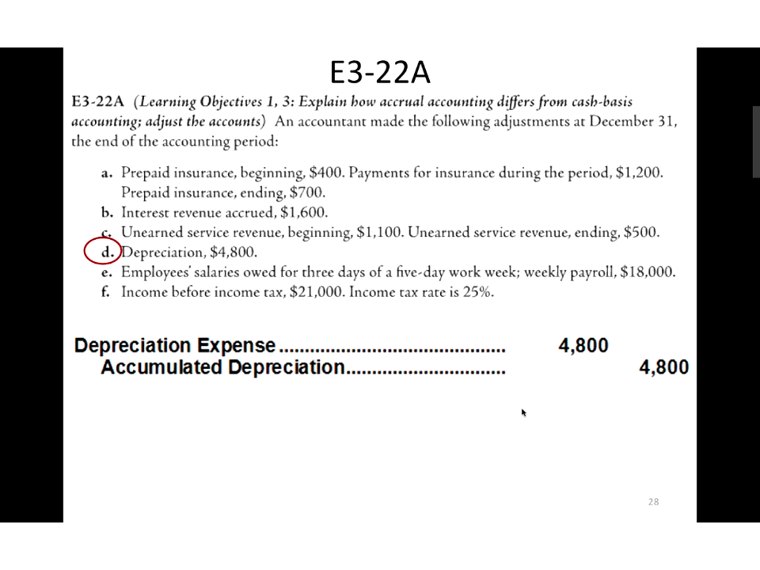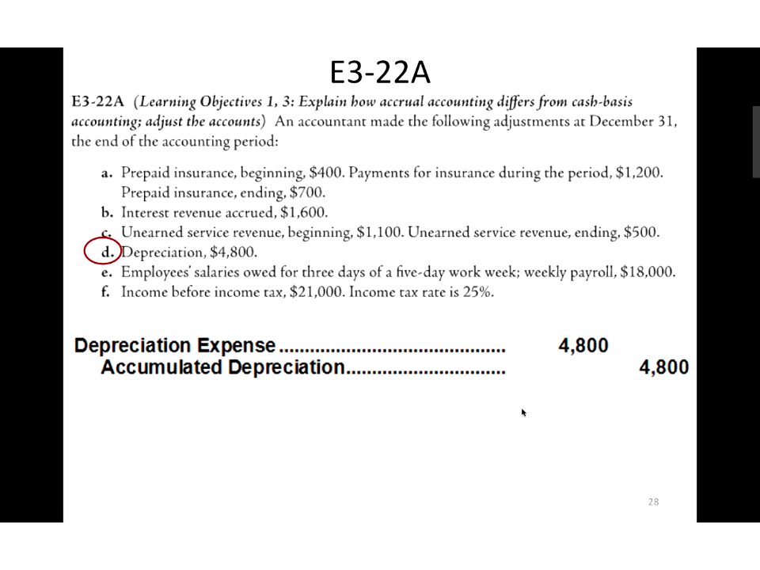Okay, now I'll wait for a minute while you write that down, and then I'll say a few things about this. Whenever you have to write a depreciation journal entry, it's always going to debit depreciation expense and credit this account called accumulated depreciation. Accumulated depreciation is a running total of all the depreciation on an asset.